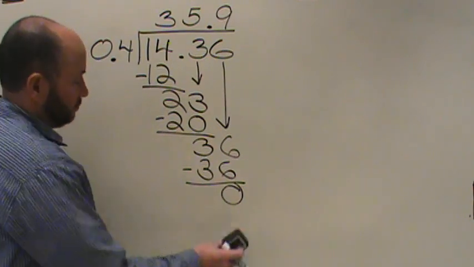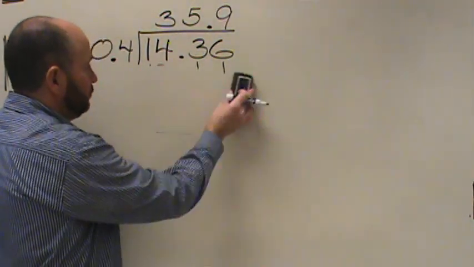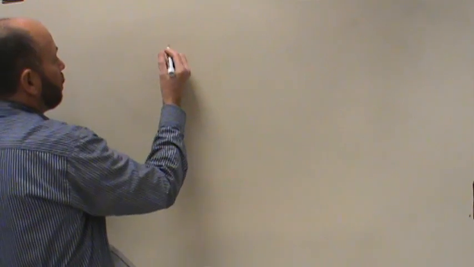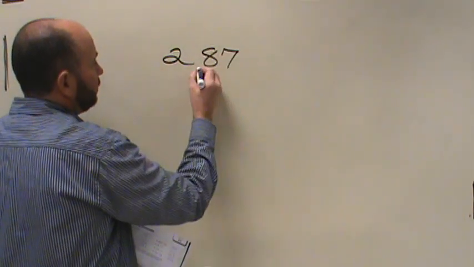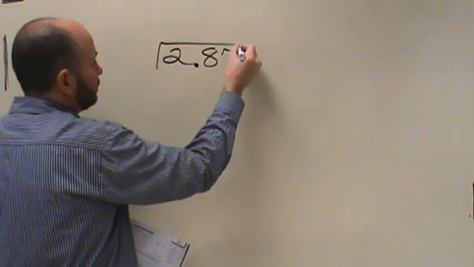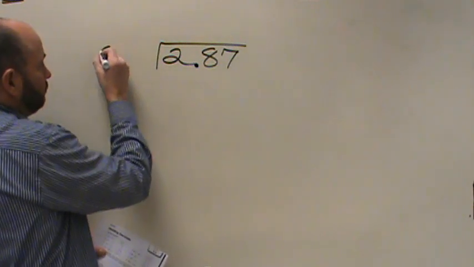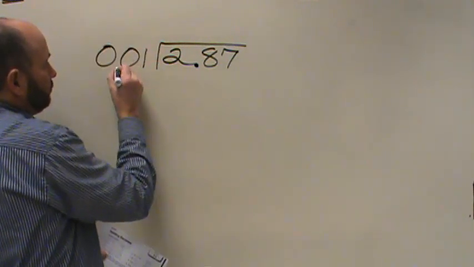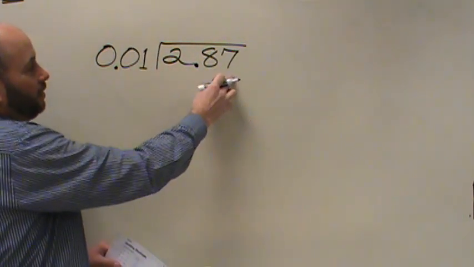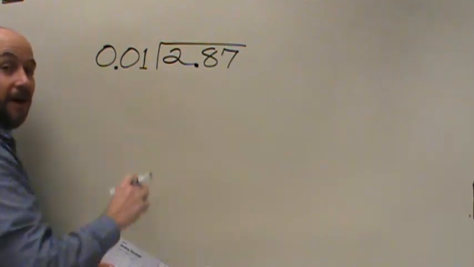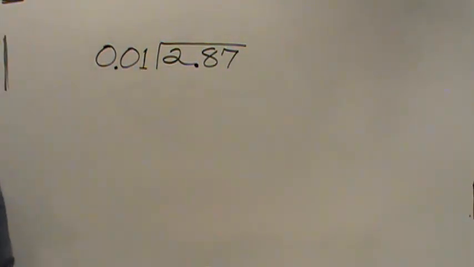You can erase your board now. Okay, let's try one that's a little bit more unique. Let's take 2 and 87 hundredths divided by 1/100. 2 and 87/100 divided by 1/100. See if you can solve this problem.